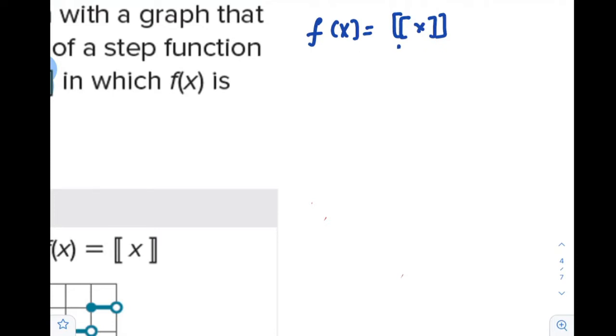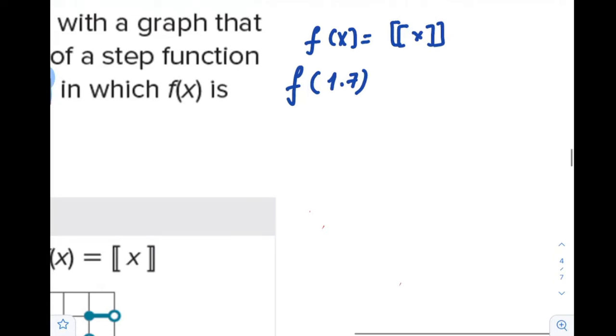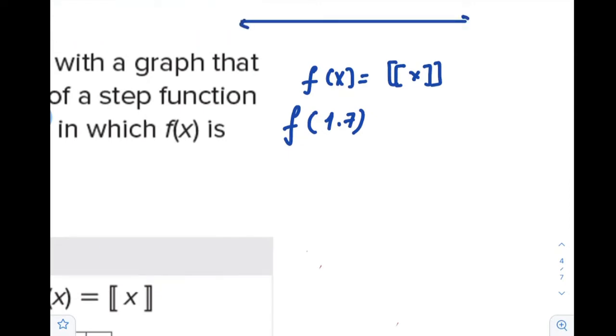Now, what if you are asked to find the greatest integer of 1.7? According to the definition, it is the greatest integer less than or equal to 1.7. Let's check the number line. This is the number line that we have here: 0, 1, 2, 3, -1, -2, -3. Now the greatest integer function means the greatest integer less than or equal to the number between the brackets.